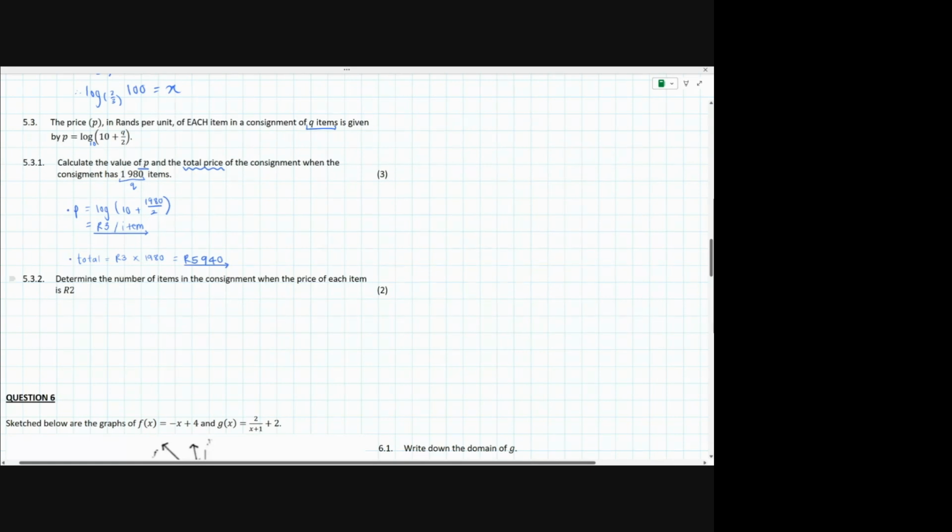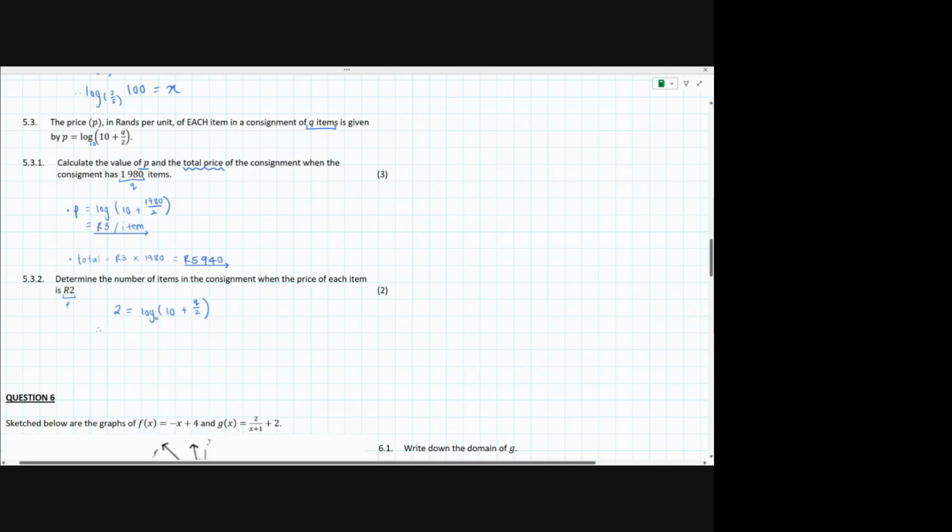The last question then says, determine the number of items in the consignment when the price of each item is 2 rand. The price of each item, this is my P value. So 2 is equal to log of 10 plus Q over 2. And now I need to think about how I can solve this. Remember, we're looking for an unknown here. We've got logs, so we might very well need to convert back to exponential form, which is what we're going to have to do here.